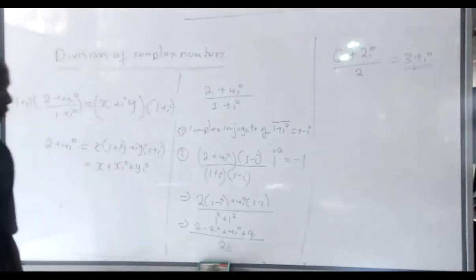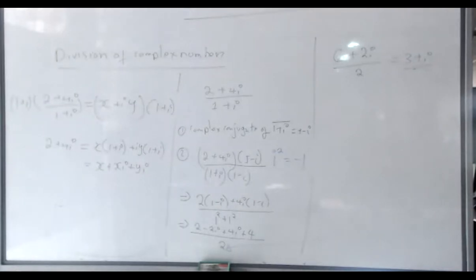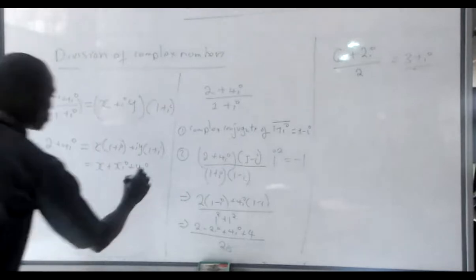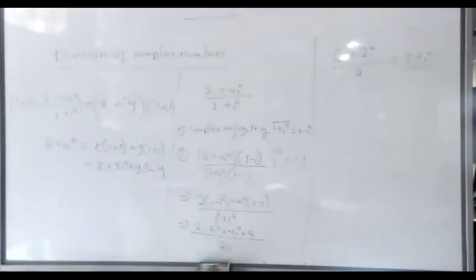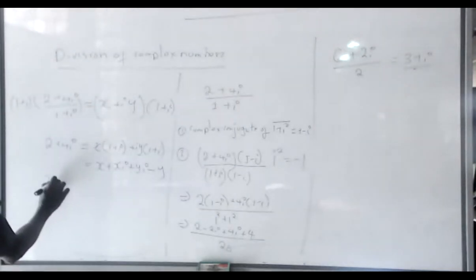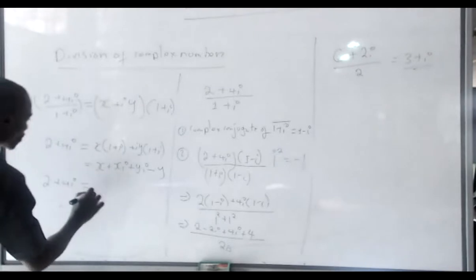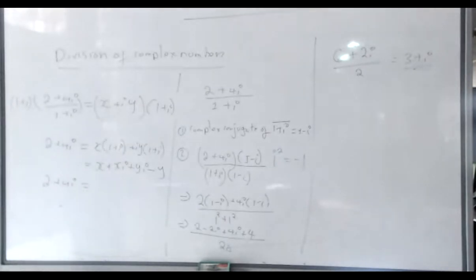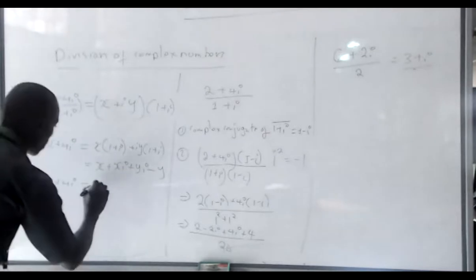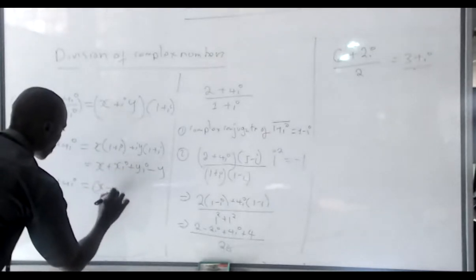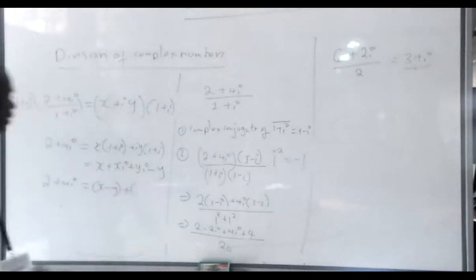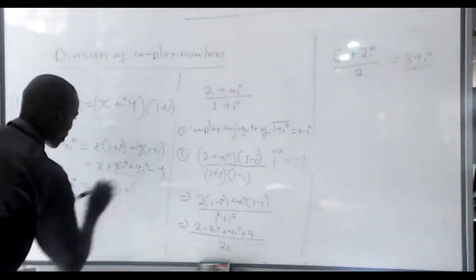Y times i squared, and what is i squared? Minus 1. Good. So this is going to be minus y. On the left-hand side we have 2 plus 4i. On the right-hand side, let me combine real parts. The real parts are the ones that do not have the i, so it's x minus y, plus the imaginary parts, the ones that have the i's. So in this case, xi.